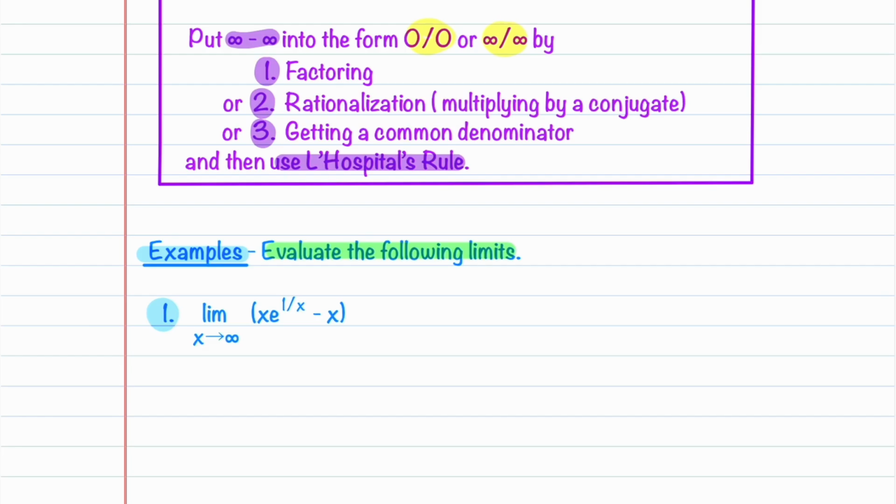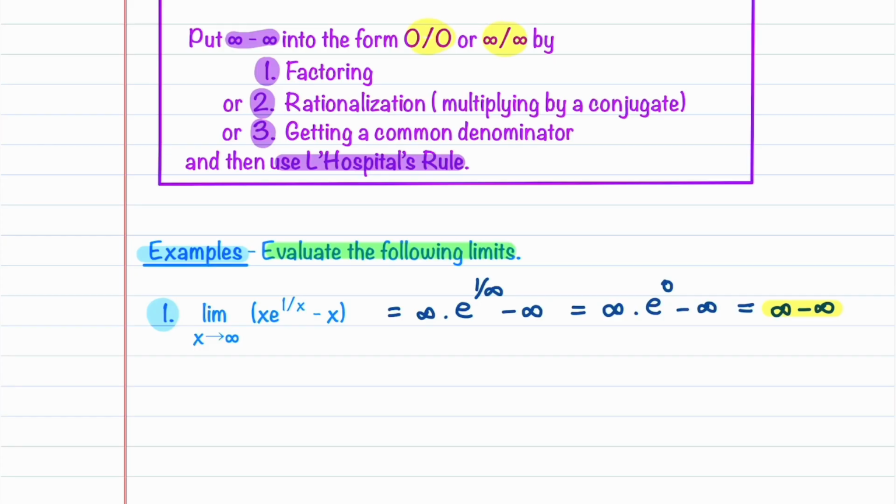First thing you always want to do is substitute in what x is. So this is infinity times e to the 1 over infinity minus infinity. This is infinity. 1 over infinity is 0, so we have e to the 0 minus infinity. E to the 0 is 1, so we have infinity minus infinity. This is an indeterminate form, and we now need to put this form into 0 over 0 or infinity over infinity.